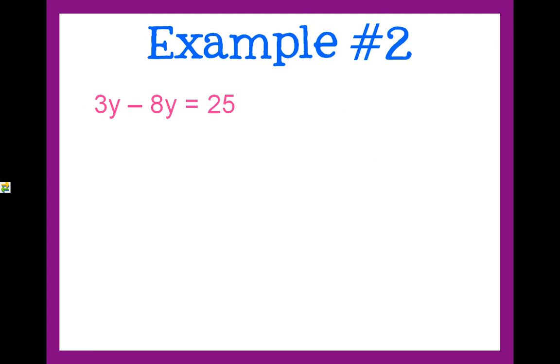Example number 2. Well, this may look a little different, and that is because we do only have one step, and it's subtraction. But if you look, we have some like terms, so we're going to combine our like terms first. Let's keep change. 3y plus a -8y is going to give us a -5y, and bring down your equals 25. Now we're just left with the one-step equation. To get rid of the multiplying by a -5, you're going to divide by a -5.